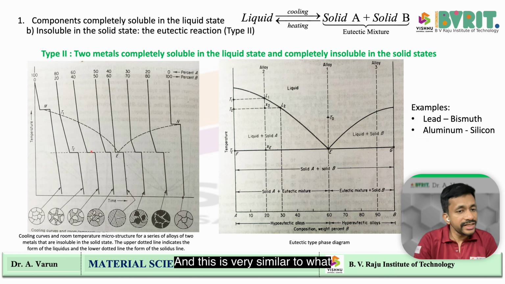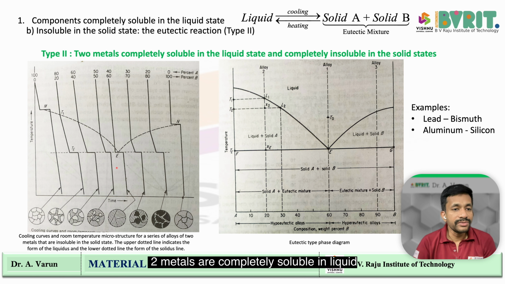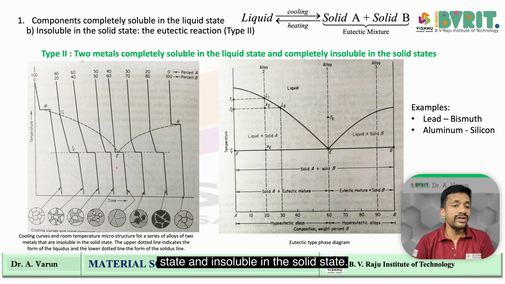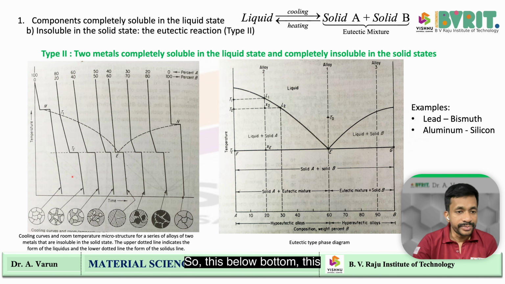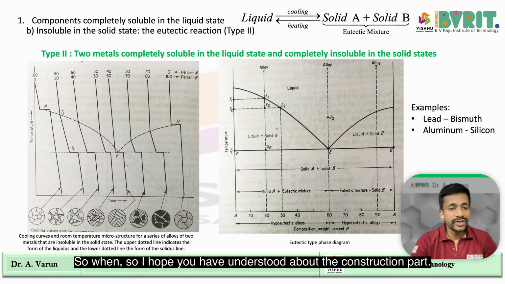So that is a point which is called the eutectic point. And this is very similar to what we have seen in the pure metal, a direct conversion of liquid to solid. And the name itself says when two metals are completely soluble in liquid state and insoluble in the solid state. So below this solidus line is insolubility, where both entities A and B are present as not soluble in each other. So both A and B are present. I hope you have understood the construction part.